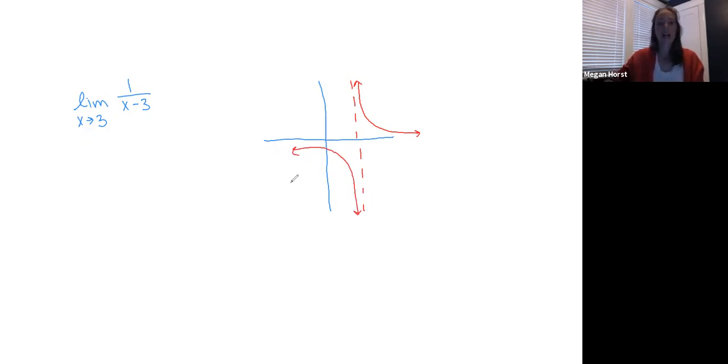And so as I approach 3 from the left, my function is unbounded. I'm going towards negative infinity. As I approach 3 from the right, I'm going to go towards positive infinity. So if we were to break this limit down to see if it exists algebraically, we would need to say the limit as x approaches 3 from the left is negative infinity, because as I'm coming from the left here, I'm going down to negative infinity. The limit as x approaches 3 from the right of 1 over x subtract 3 is positive infinity.